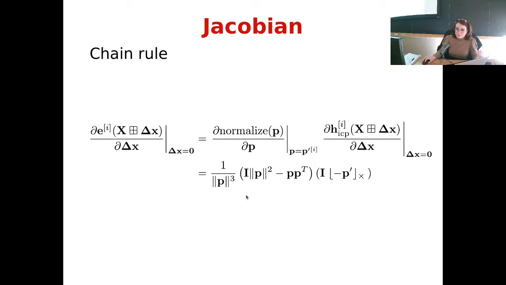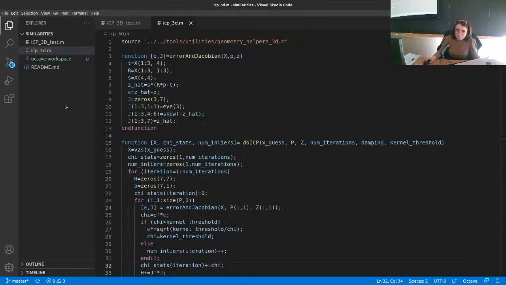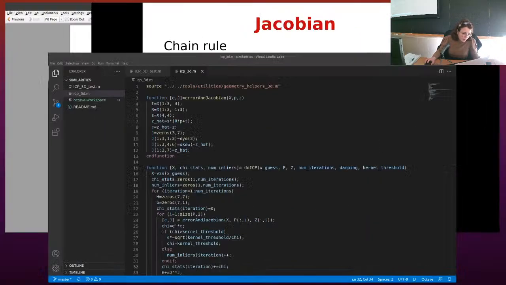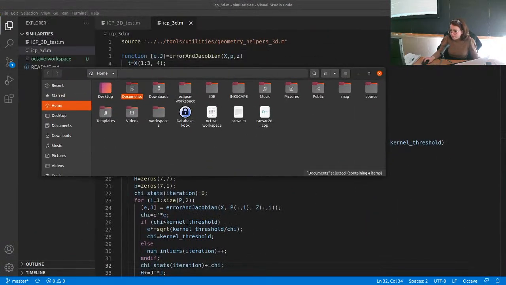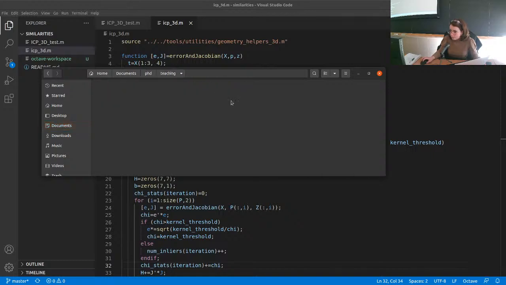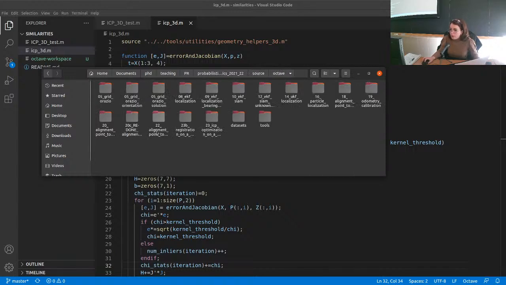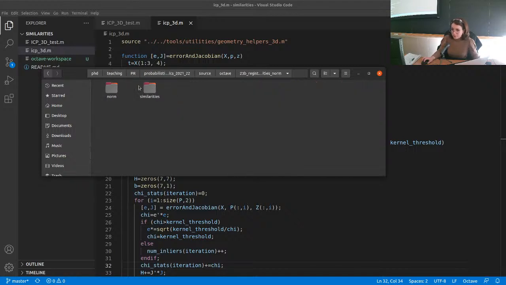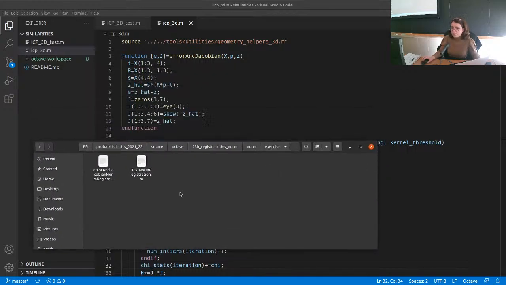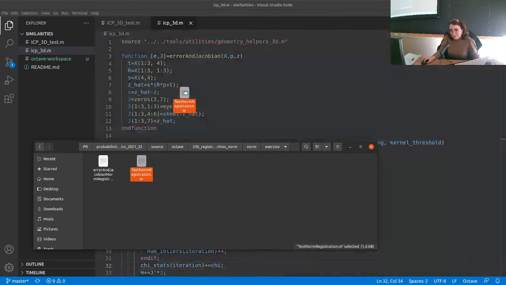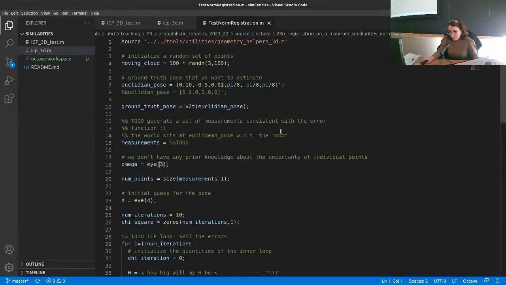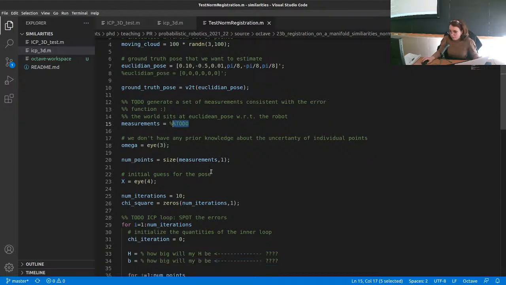While you revise this for a second by yourself, I show you the exercise. See here, in your folder called source octave, you have the 23b, and then you have a norm and exercise. What we ask you to do is to have a look at the test file and fill the to-dos, like the measurements.